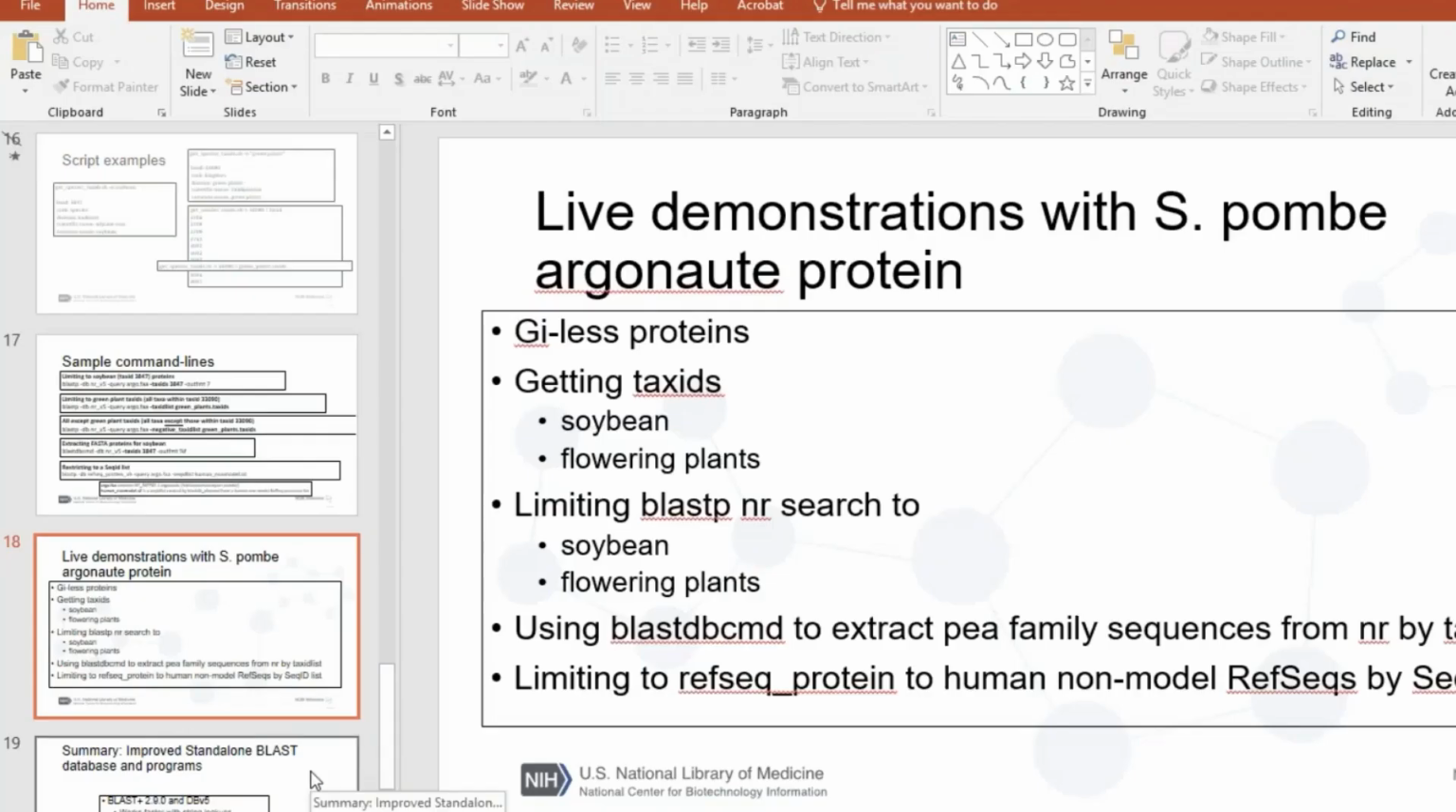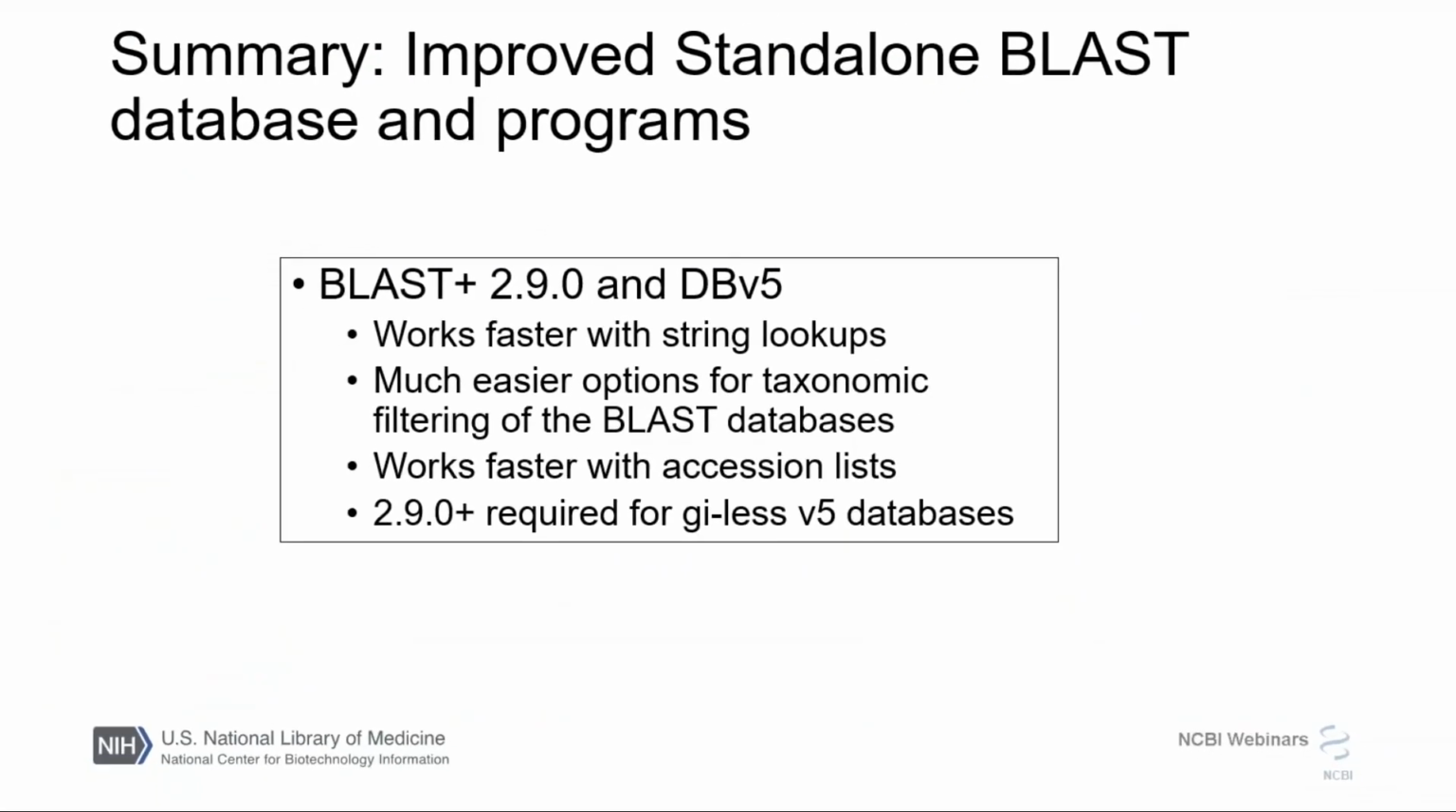So now let me just go back to my slide set here. So we showed you that with the improvements we've done to BLAST 2.9.0 and DB5, it works faster with string lookups. There are much easier options for taxonomic filters. It works faster with accession lists. And remember that this is required for the taxonomy-aware databases that are coming soon.